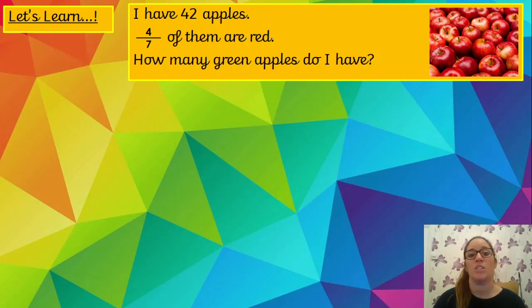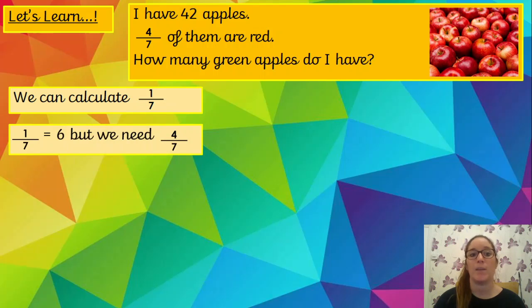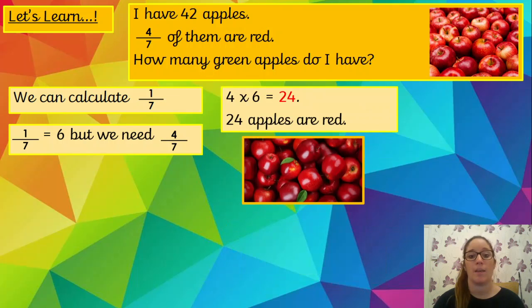I have 42 apples. 4/7 of them are red. How many green apples do I have? So let's calculate 1/7. We know that 42 divided by 7 is 6. So 1/7 is 6, but we need 4/7. So we can do that by timesing 6 by 4, which gives us 24. Brilliant, we've got 24 apples which are red. That's what we needed to know, isn't it?